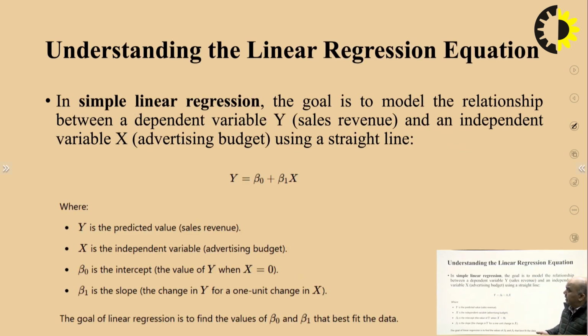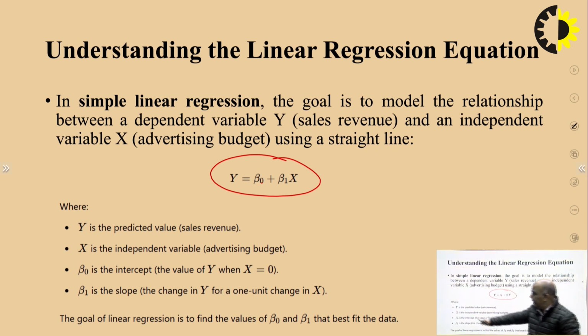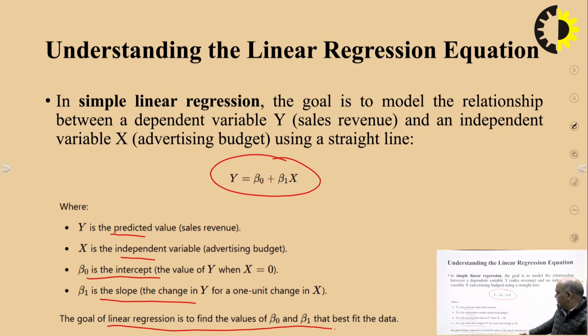So for simple linear regression, we use this formula: y is equal to beta naught plus beta 1 x, where y is the predicted value, x is the independent variable, beta naught is the intercept value, and beta 1 is the slope, the change in y for a 1 unit change in x. So the goal of linear regression is to find the values for beta naught and beta 1 that best fit the data.